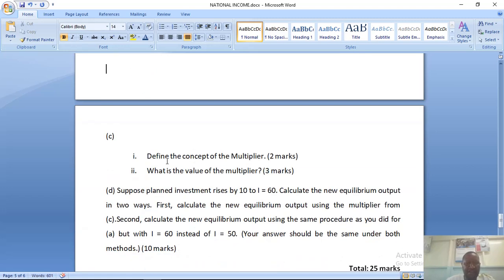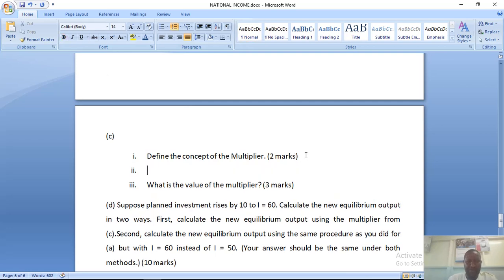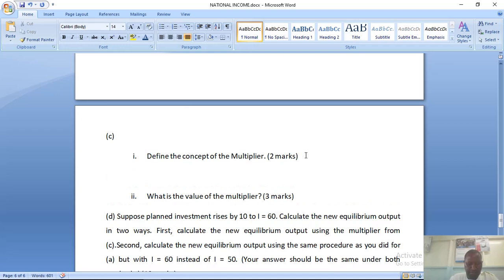It says, define the concept of the multiplier. So what is the multiplier? The multiplier is the factor by which equilibrium output changes in response to change in an autonomous variable such as investment or government expenditure. So let me just write something there.